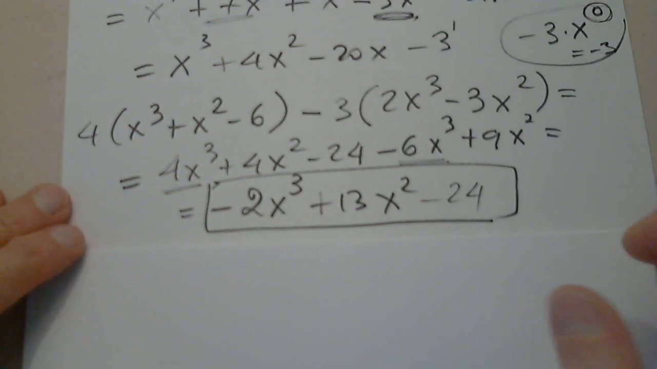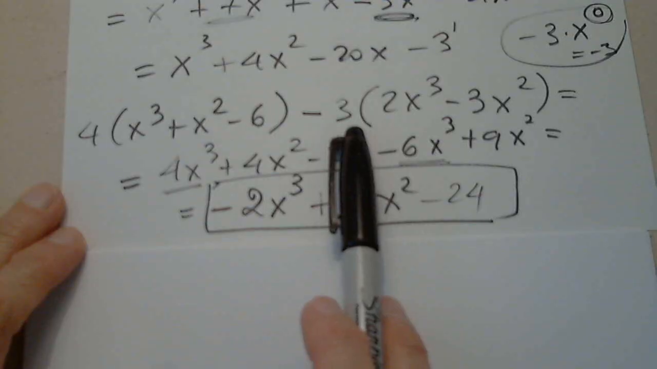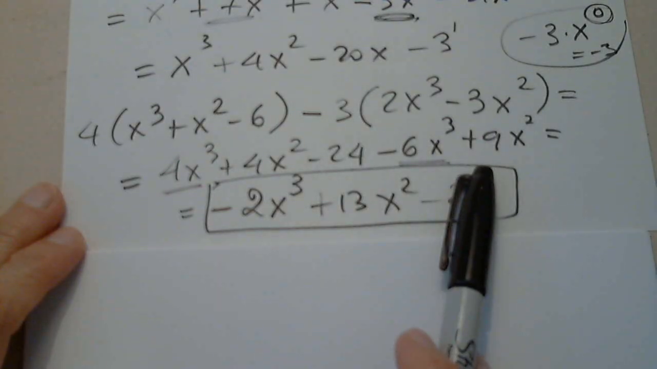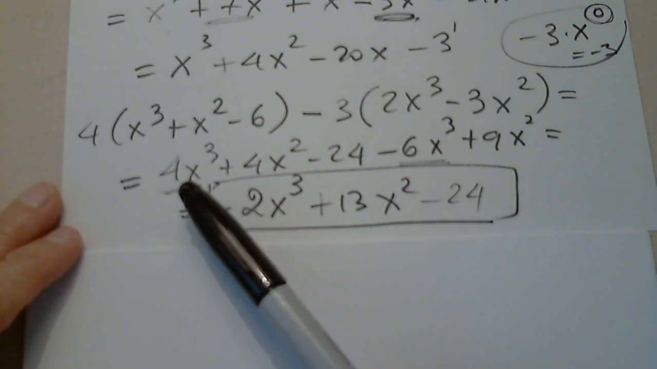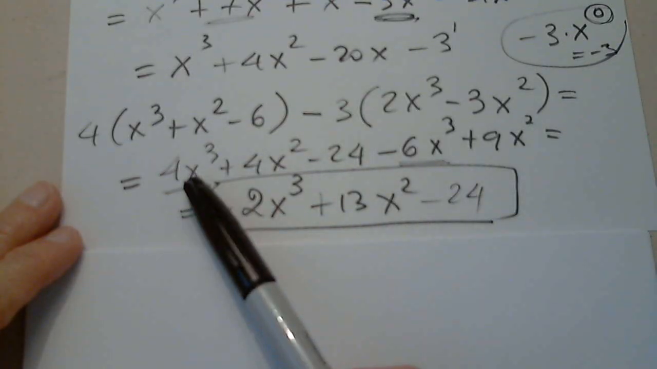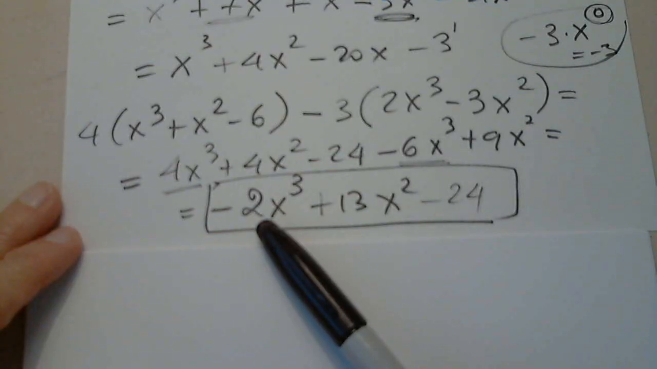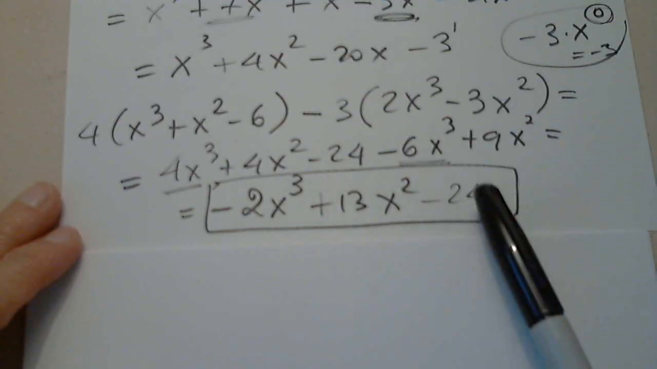Here, we distributed 4x cubed, 4x squared minus 24, negative 6 plus 9x squared. At this point, we are adding and subtracting, and we have to start with the degree. The degree is 3. So 4x cubed minus 6x cubed is negative 2x cubed. 4x squared plus 9x squared is 13x squared. And negative 24 is the free term, free of variables.